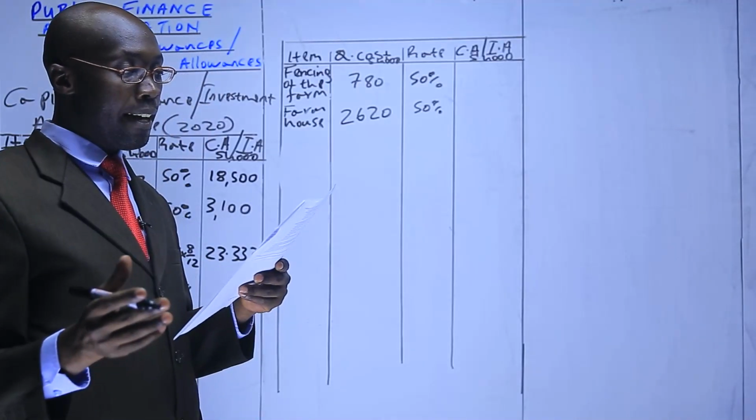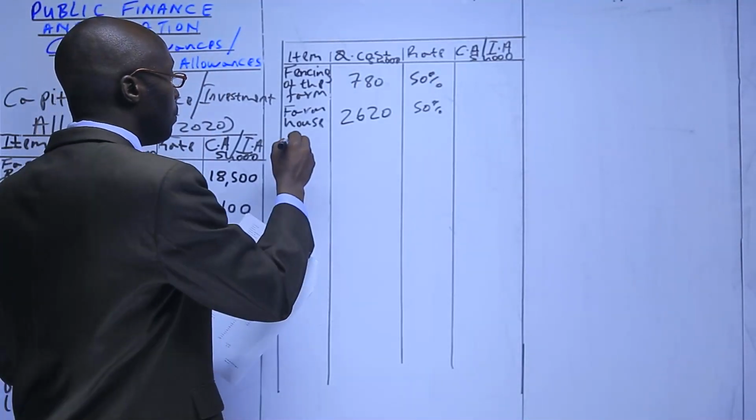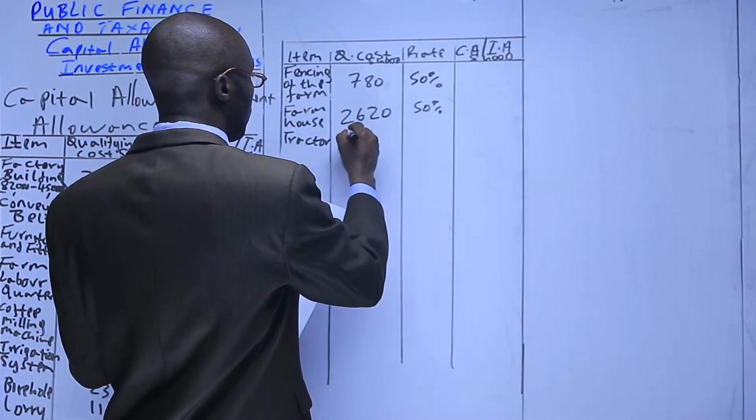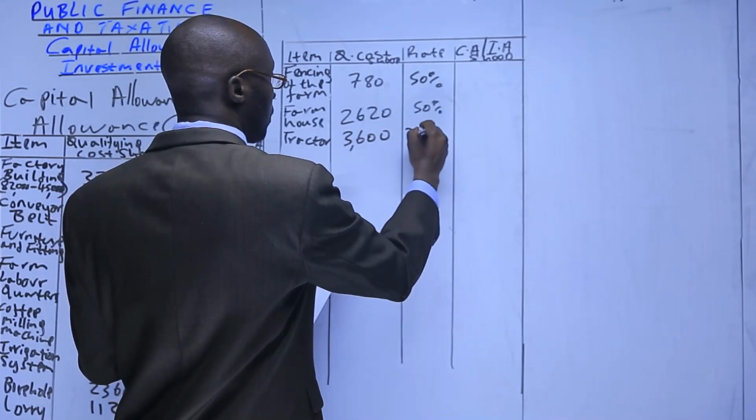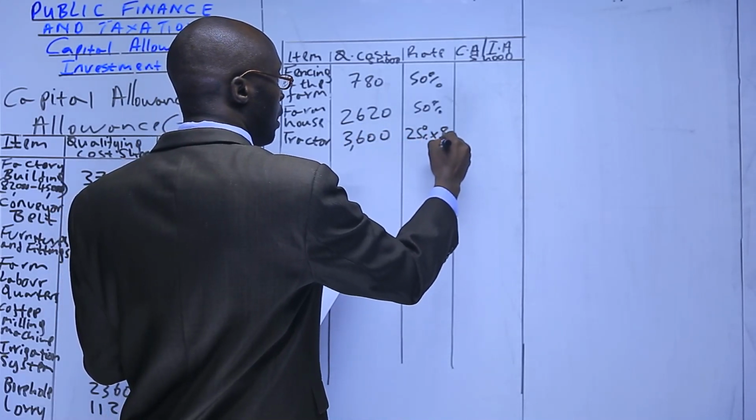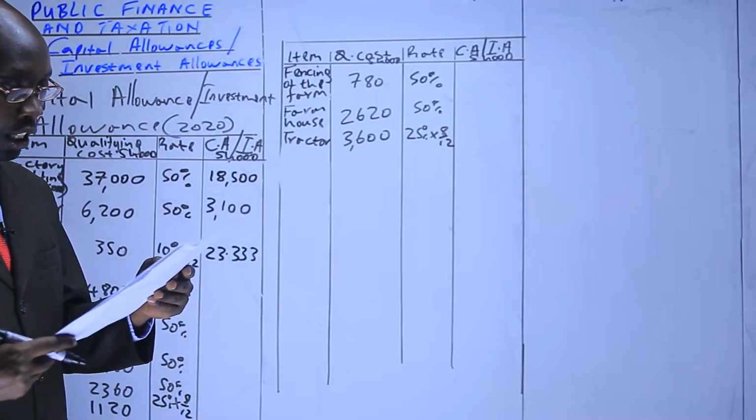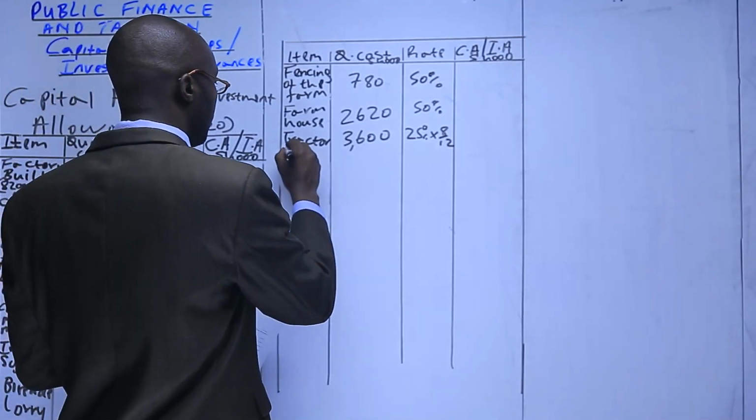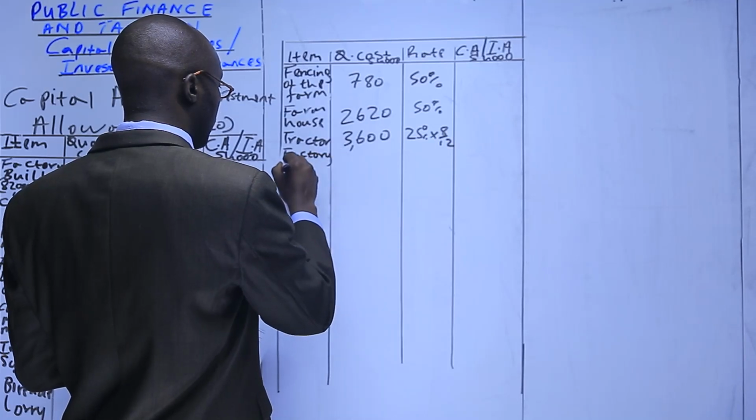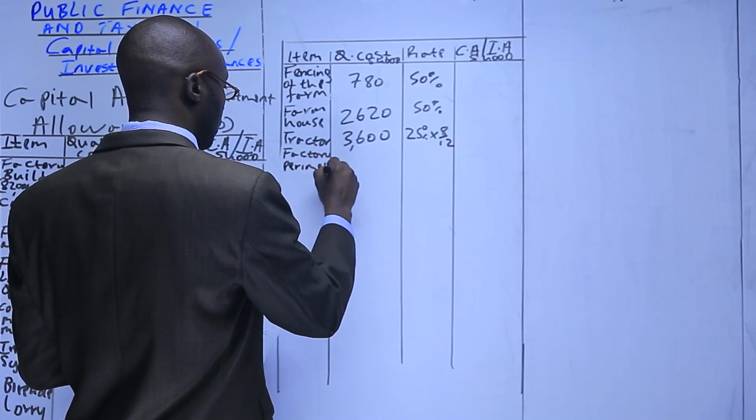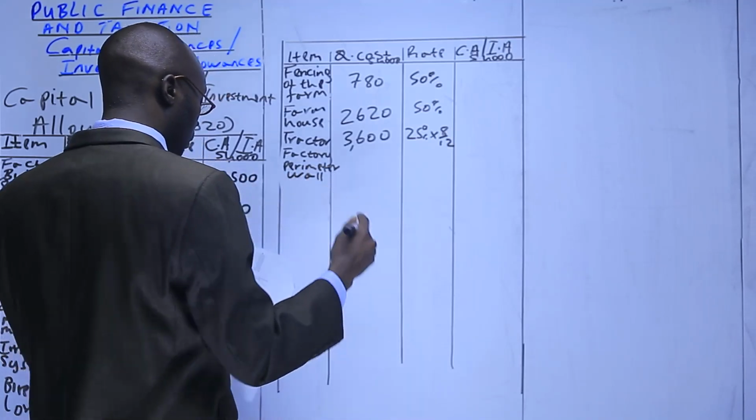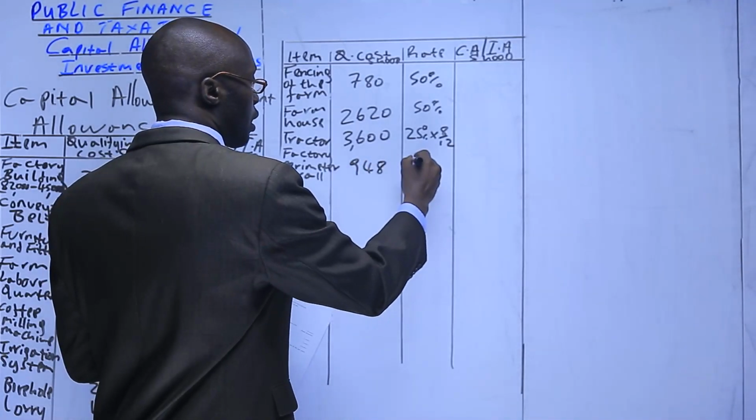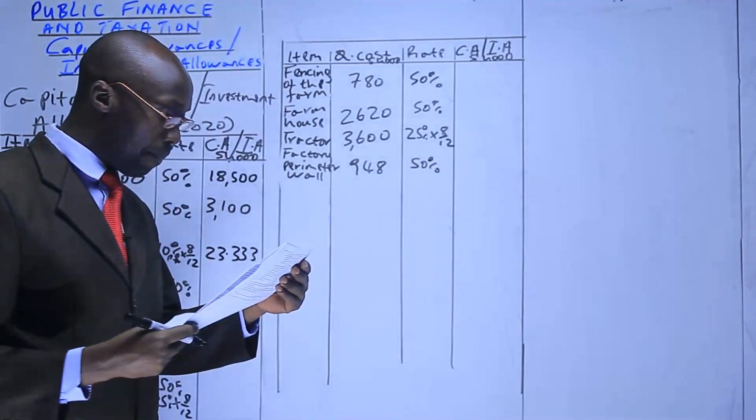The other one is tractor. Tractor, we said 25%. But consider time. Since it was used from May, it will be 8/12. Factory perimeter wall. Wall, we said 50%. Which we have 948. Supposed to be 50% without considering time.